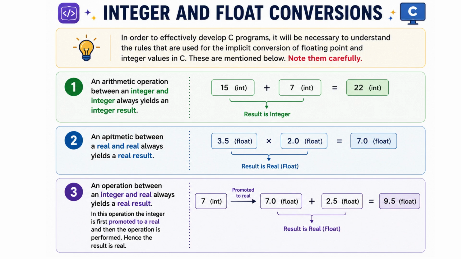When talking about integer and float conversion, to effectively develop C programs, it is necessary to understand the rules for implicit conversion of floating point and integer values in C. These are listed below. Note them carefully. An arithmetic operation between an integer and an integer always yields an integer result. See the figure, and so on. An operation between a real and a real always yields a real result. An operation between an integer and a real always yields a real result. In this operation, the integer is first promoted to a real, and then the operation is performed. Hence, the result is real.